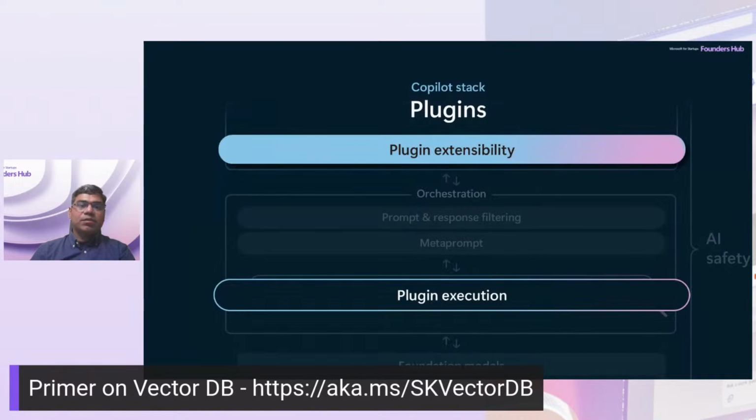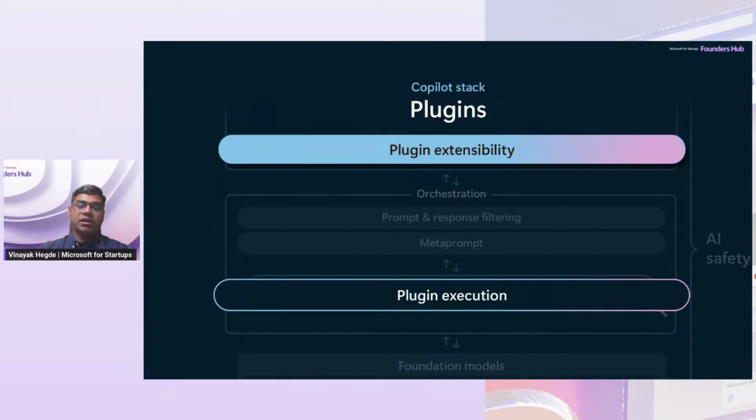Plugins are another one. Extending plugins and plugin execution is another important part of the orchestration itself, because you have to figure out how you are going to take the output or the prompt and convert it into a query language which your plugin or the data can understand. For example, you can convert into SQL. It could mean crawling and pulling data from a vector database, or it could mean getting data and references from a web index. So it could be a whole bunch of things. So plugin extensibility and plugin execution are also important parts of the plugin stack, which we covered earlier.